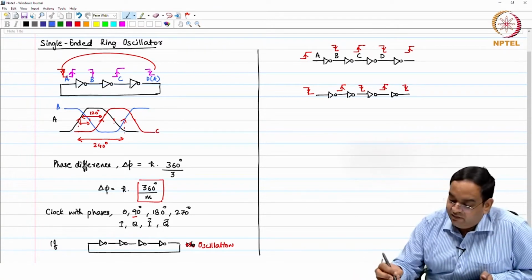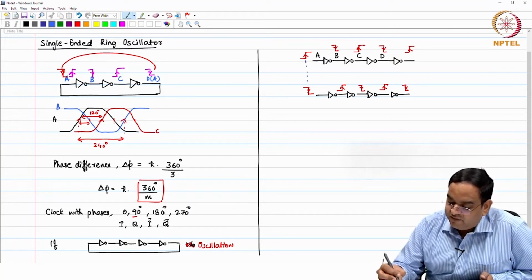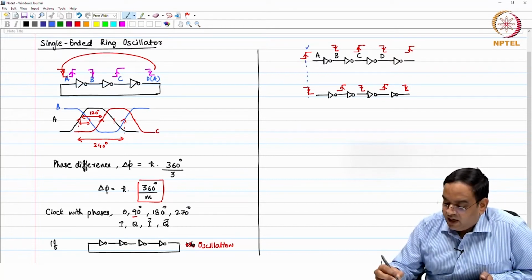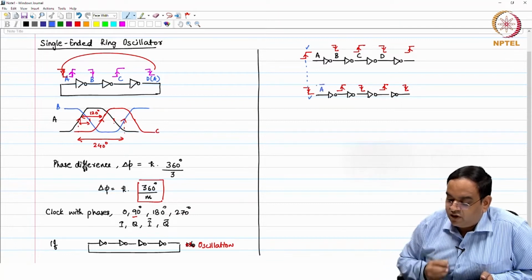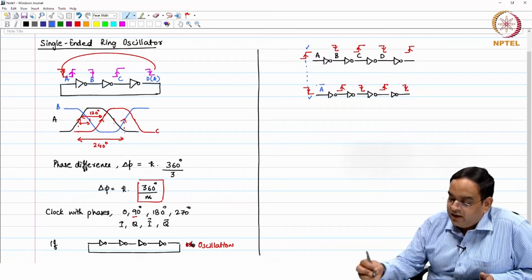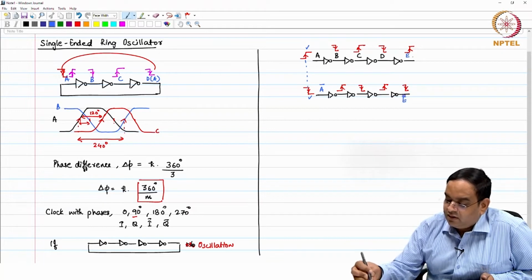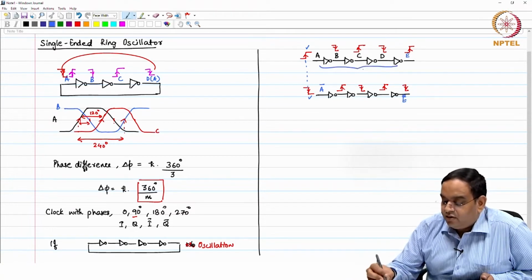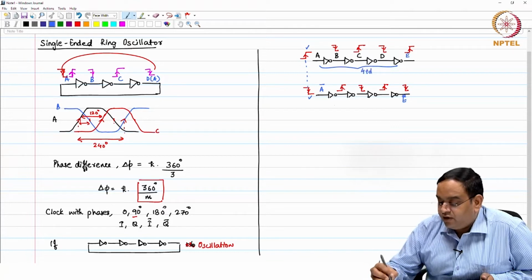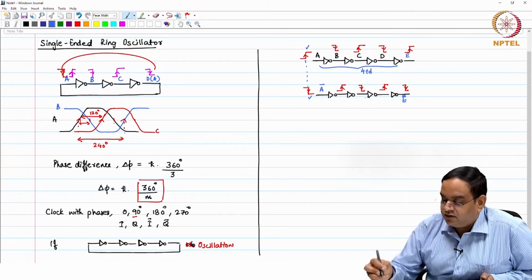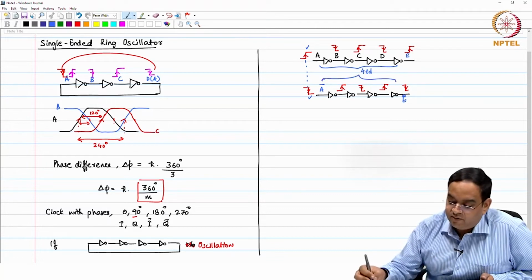So, if at a given instant of time, I gave the rising edge at input A and falling edge at input, let us call this now as A bar, then you will get the output here, I call this as E and E bar. I will get the output at E as a rising edge and a falling edge on E bar after the same delay, which is 4 times the delay of inverters. So, this delay is 4 times the delay of the inverter, same delay.